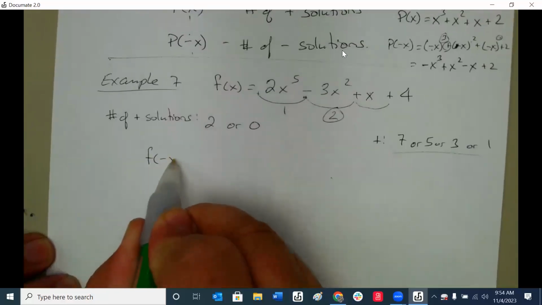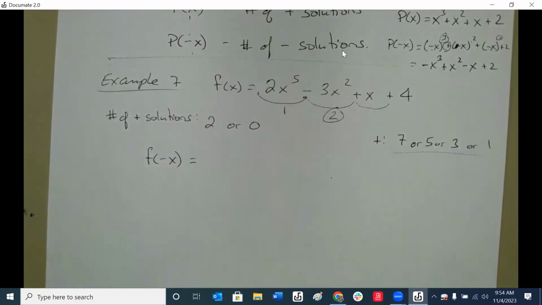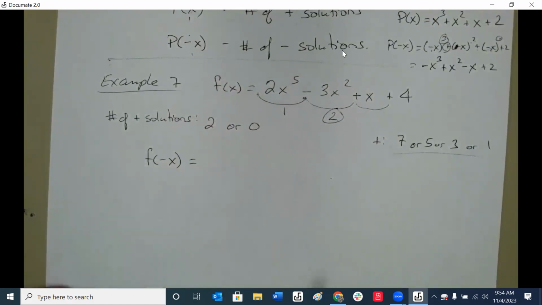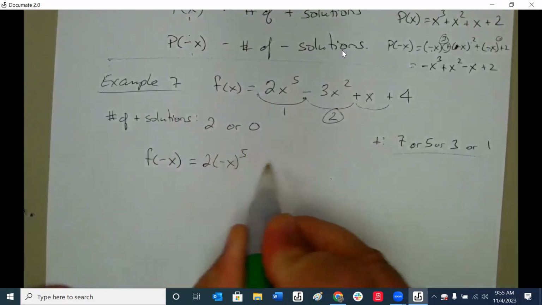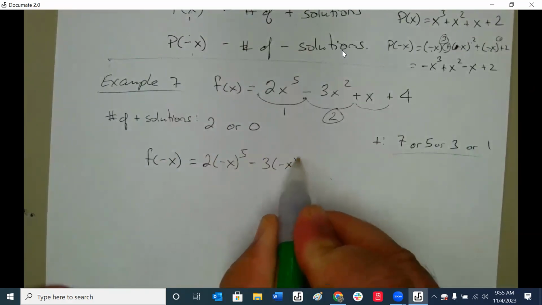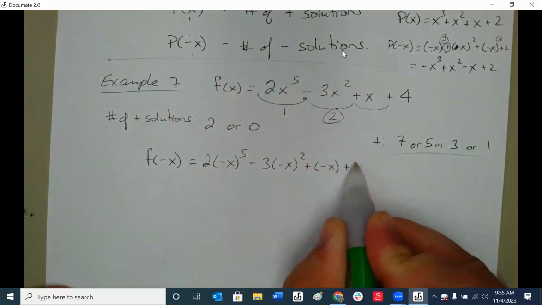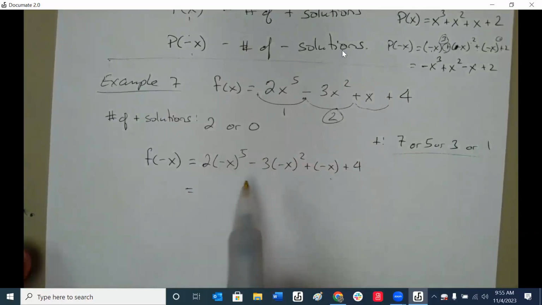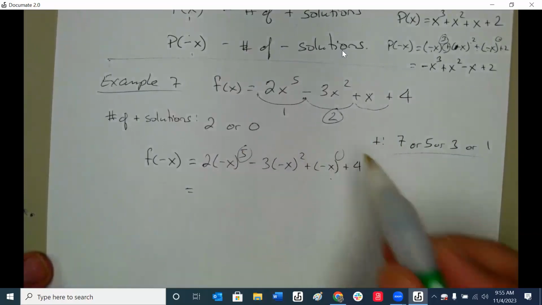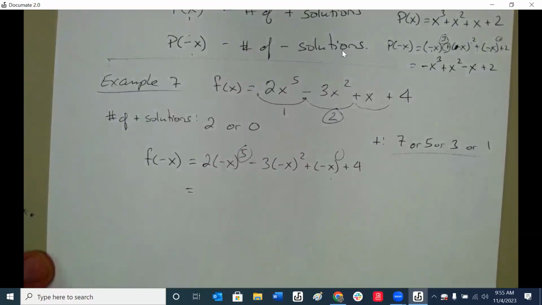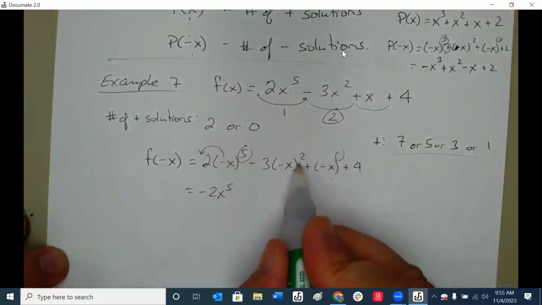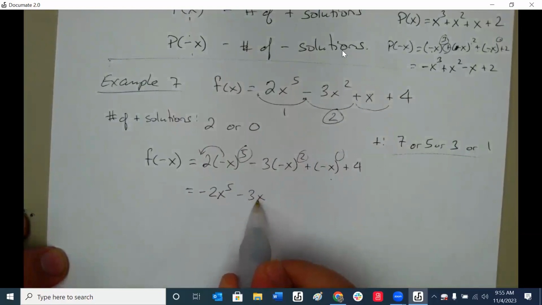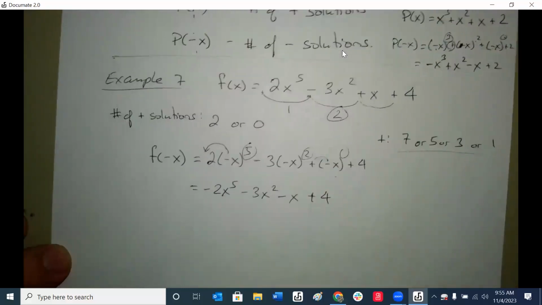Let's look at the number of negatives. So really what's happening is I'm putting a negative x inside there. And the only ones that change anything are those with an odd exponent, and that just changes the sign of the coefficient. So it's negative 2x to the 5th. If that's an even, that one just stays the same, 3x squared. This one changes that to a negative, plus 4.